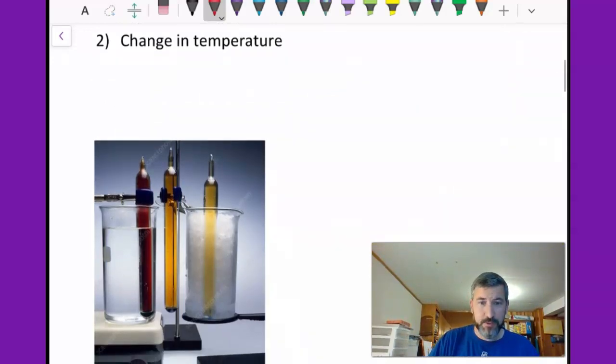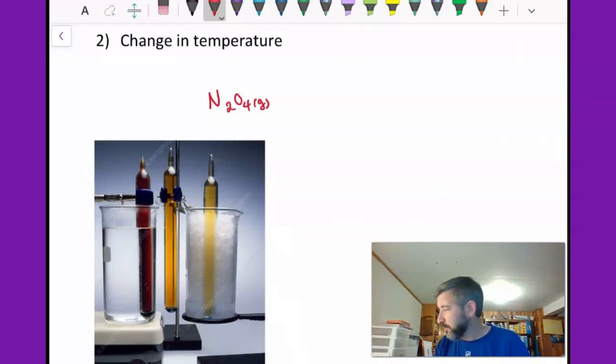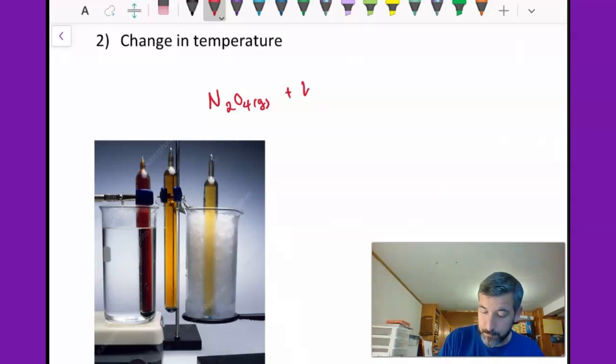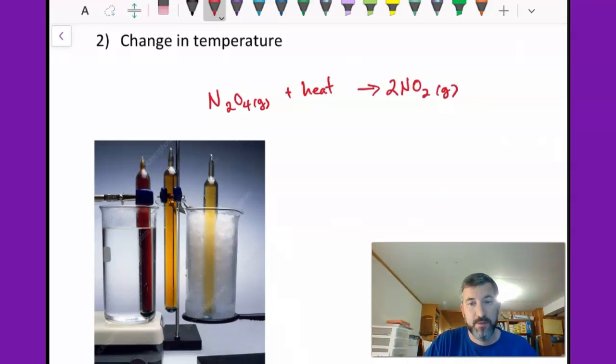Another example of that, and we usually do this one in class, but this reaction system is N2O4 gas plus heat gives 2 NO2 gas. And this is actually the poisonous brown stuff that we made when we reacted the nitric acid with the copper penny on the very first day of school back in August. That was this stuff, the NO2. It's poisonous, and it's brown, smells a little bit like chlorine, nasty stuff.